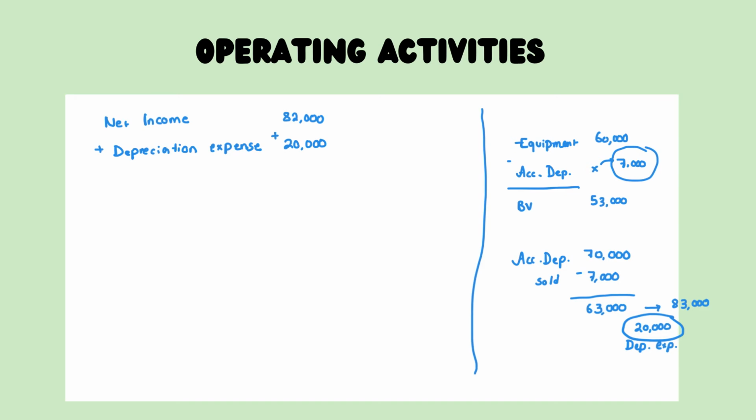Okay, now as he said in the question, he sold this old equipment at a gain of 10,000. So we need to subtract gain on sale of equipment. So I need to deduct 10,000. Between brackets, it's minus. Now let's see the current assets and current liabilities.